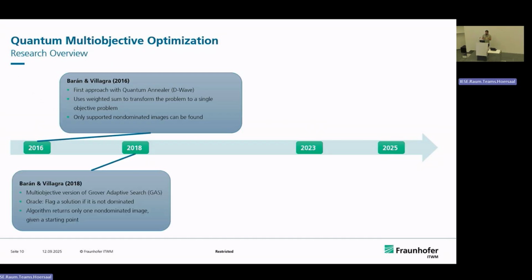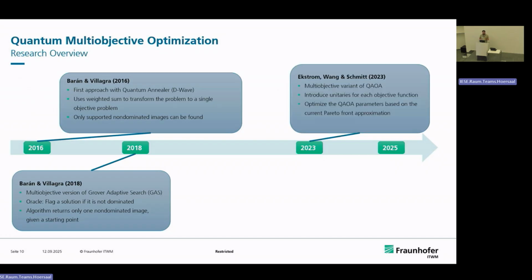And then the same authors also did a multi-objective version of the Grover adaptive search, and this flags the solution if it's not dominated. And the algorithm returns then only one non-dominated image for a given starting point. So you have to rerun this multiple times with random starting points, but still you cannot ensure you find the whole Pareto front.